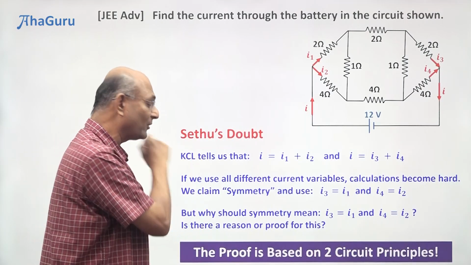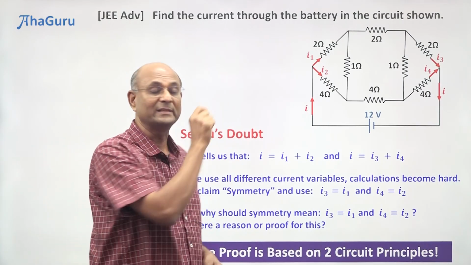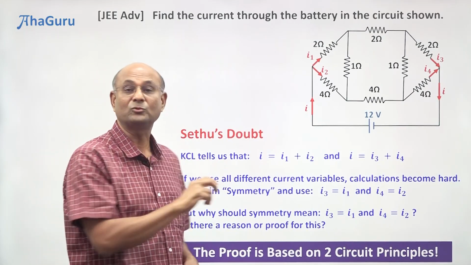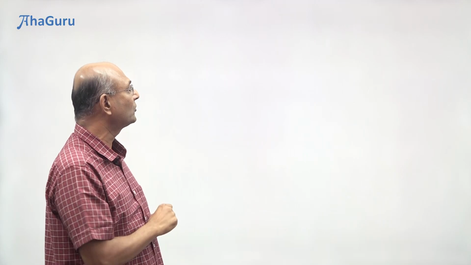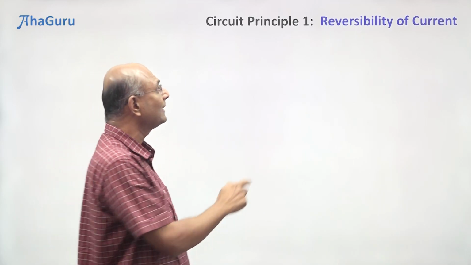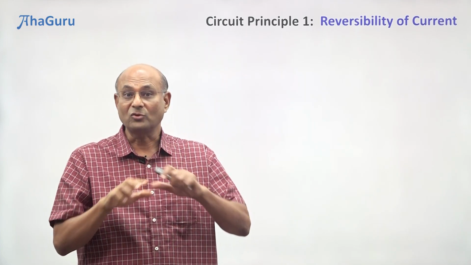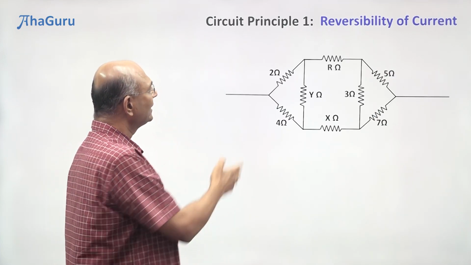Yes, there is a very, very good reason. And the proof for this is based on 2 important circuit principles. I explained these 2 principles to Sethu, and I'm going to show that to you. The first important principle is the reversibility of current. Now, this principle does not require a symmetric circuit. So look at this circuit.